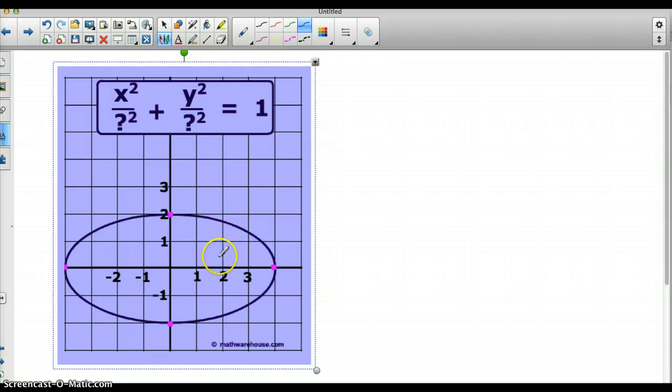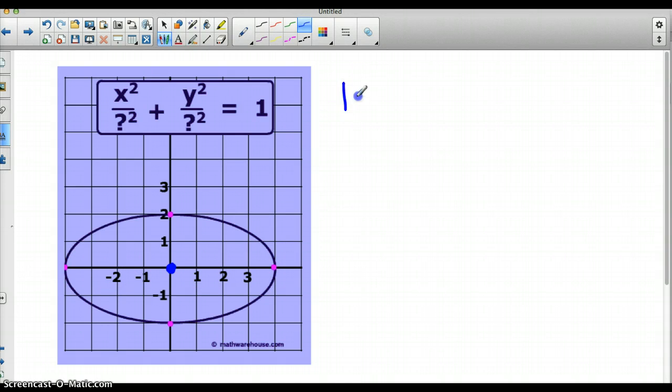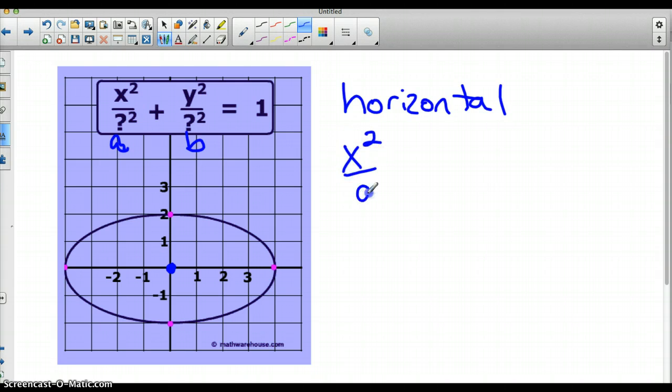Okay, so now we're going to go over the problem. Here again you have a center at 0, 0, which makes your life a lot easier. So now we need to go through it. Is this a horizontal or a vertical major axis? You can tell that since it's stretched wide, it's going to be a horizontal major axis. So underneath the x squared should be your a, and underneath your y squared should be your b. So we have x squared over a squared plus y squared over b squared equals 1.